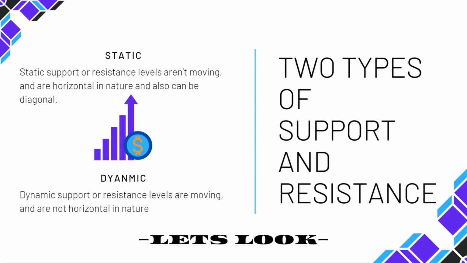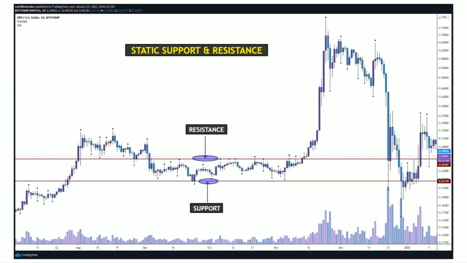So think of your moving averages or any indicator that moves on the chart, like Bollinger Bands, Ichimoku, EMA, 100 EMA. All those are considered dynamic. So we'll take a look at some.